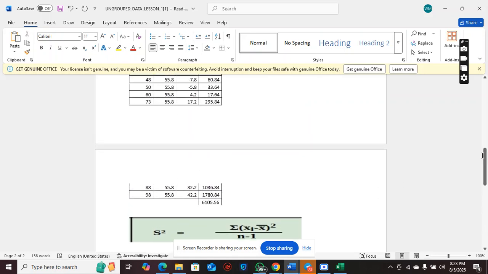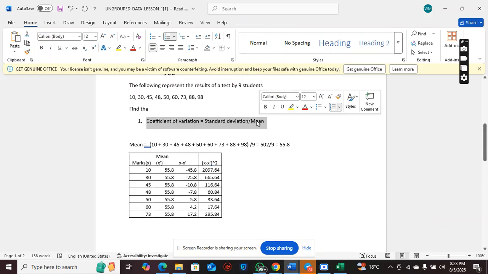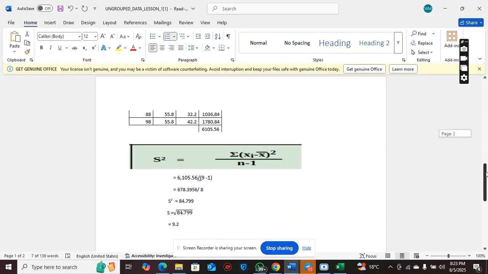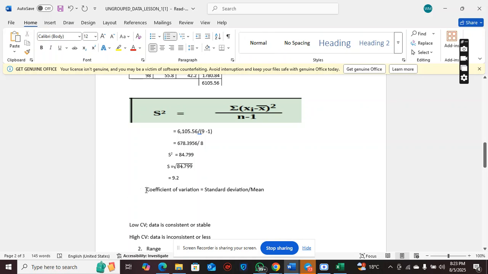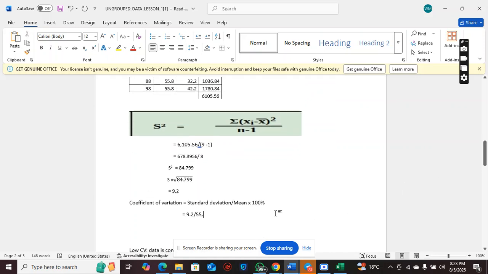Now, it's time to get our coefficient of variation. Coefficient of variation is your standard deviation over your mean. Our standard deviation is 9.2. Our coefficient of variation is usually put in percentage form, times 100%. Then our mean is 55.8. So we say 9.2 divided by 55.8.